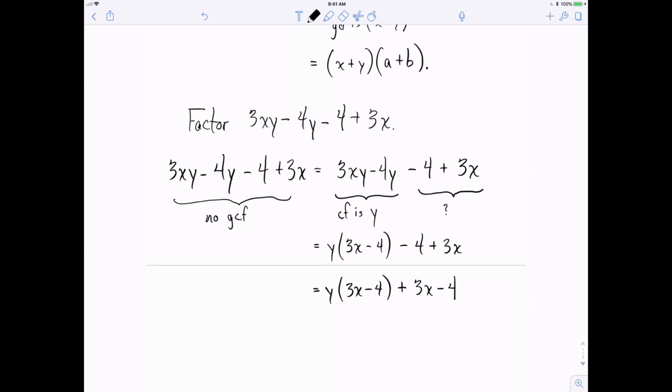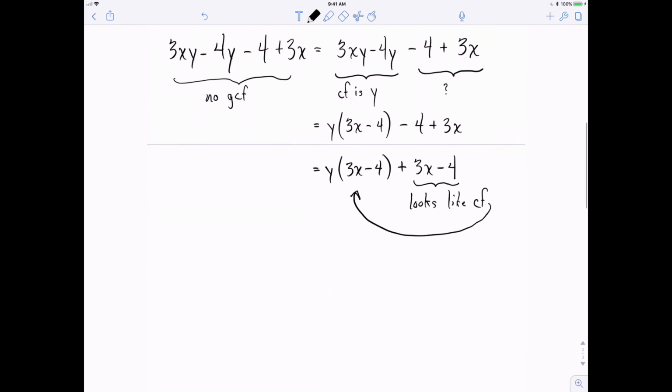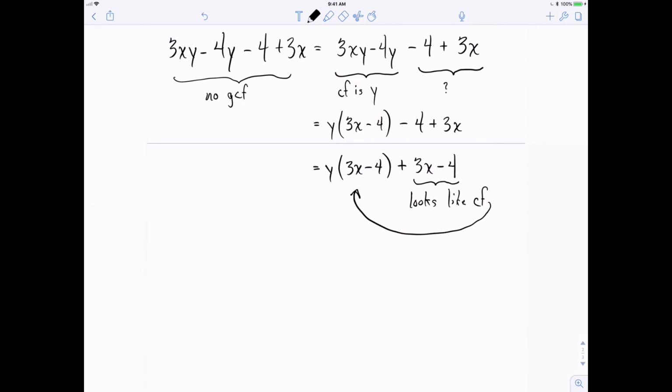Wow, look at this. This piece here, 3x minus 4, looks like the common factor over here. Well, it's because they're the same. But here's the catch. In order to create a greatest common factor, we need to factor something from 3x minus 4. And the something is 1. You can always factor a 1. In this case, it makes all the difference in the world.